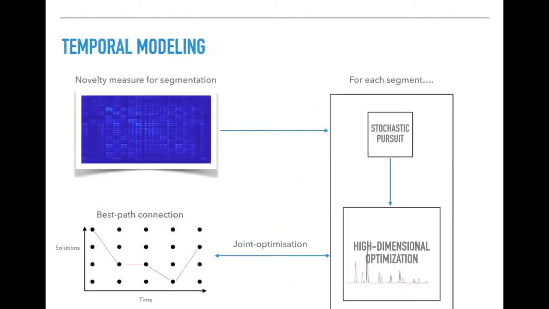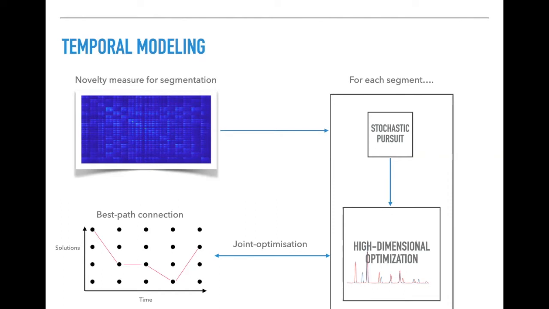So to recap, we have a sound. We compute a segmentation of this sound using a similarity matrix. This is a very standard approach in MIR to cut segments of sounds given a novelty measure. So you only cut when you see that the sound is new. And then we apply these two-stage optimization with a stochastic pursuit at the beginning and a high-dimensional optimization. And then I put these solutions into a graph, and then I jointly optimize the path in the graph and the next target in the orchestration.